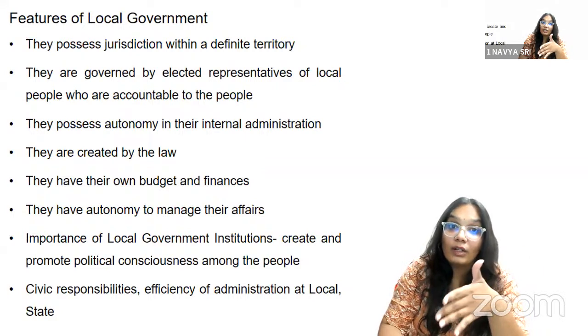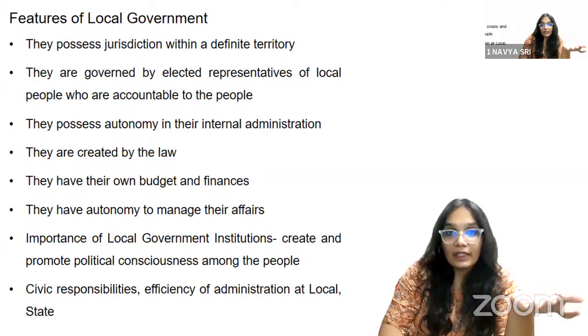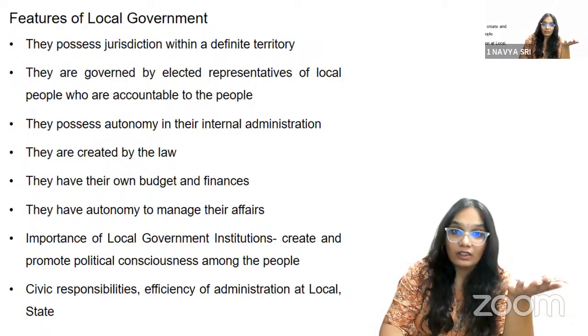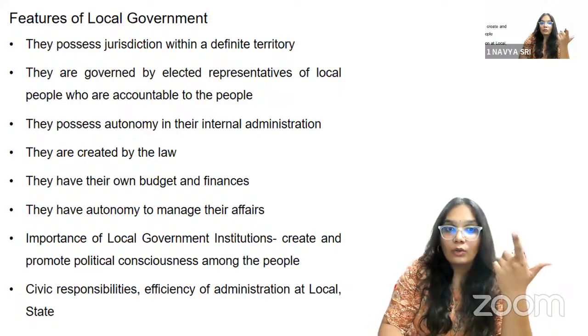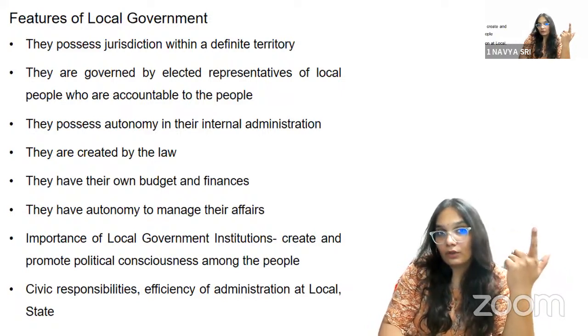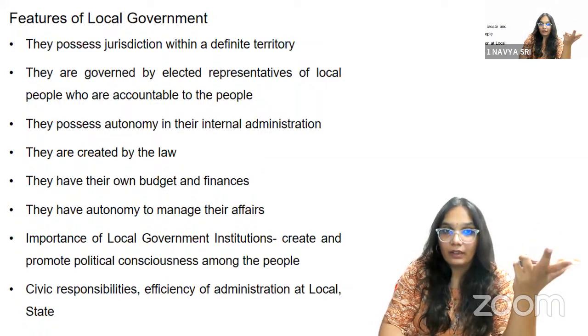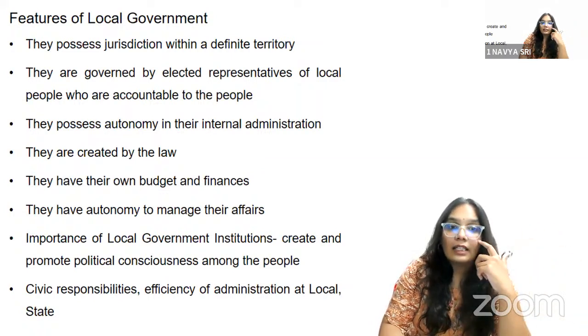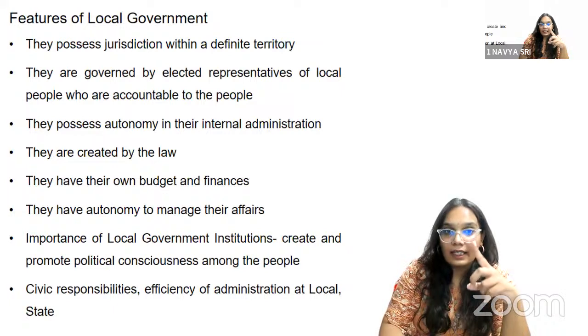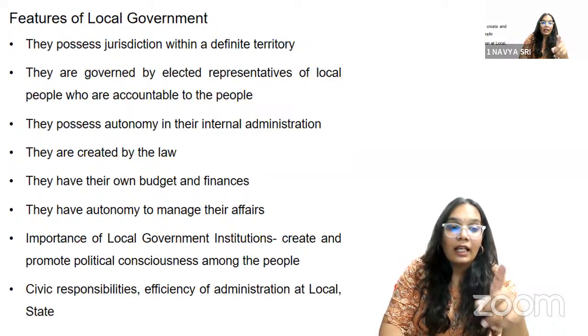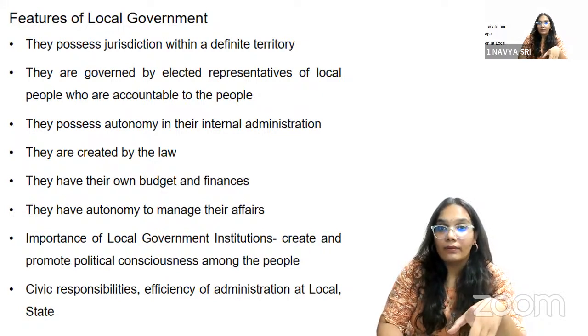So what happens here? They create their own budget and finances, because that is the main purpose for which this third tier was introduced. Earlier, the budget was made by the state legislature. That was not working because there was no authority to look into the devolution of funds, and there were no funds properly available. But here, it was created especially to tackle this issue. They have their own budget, they have to look into their own finances, and they have autonomy to manage their own affairs.